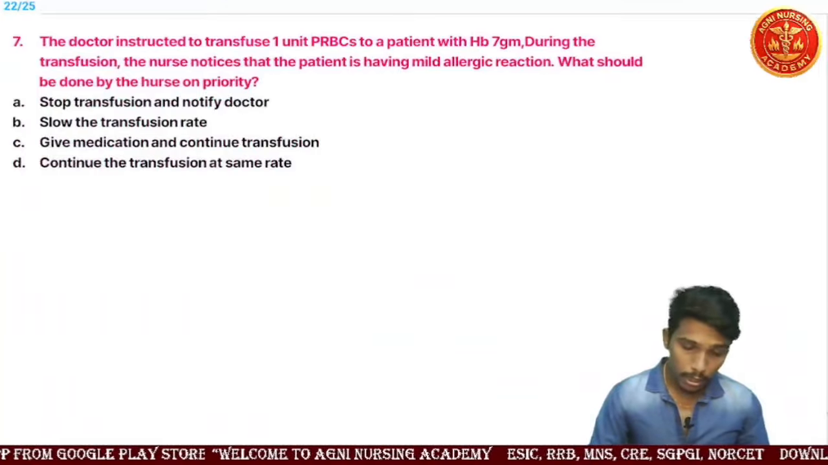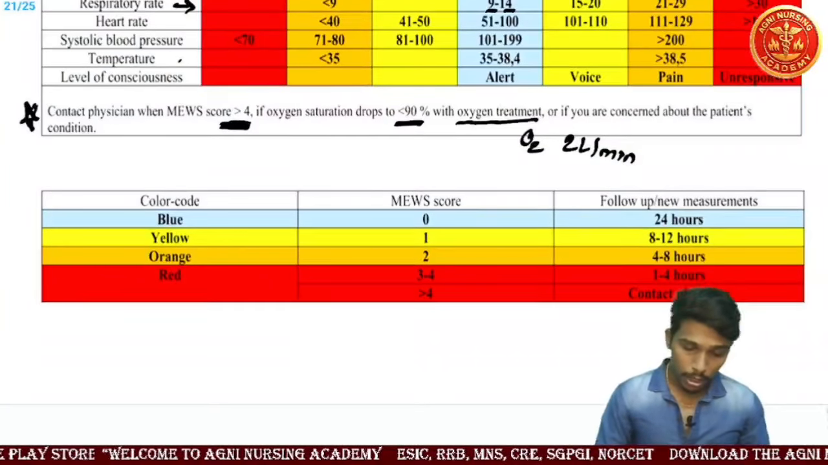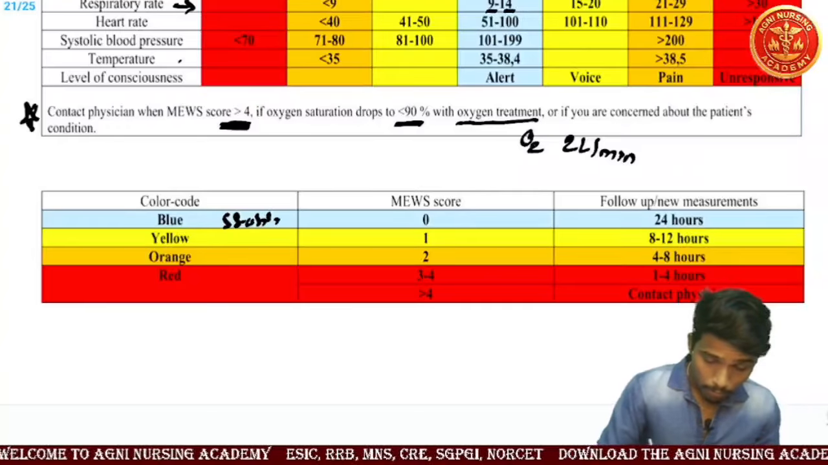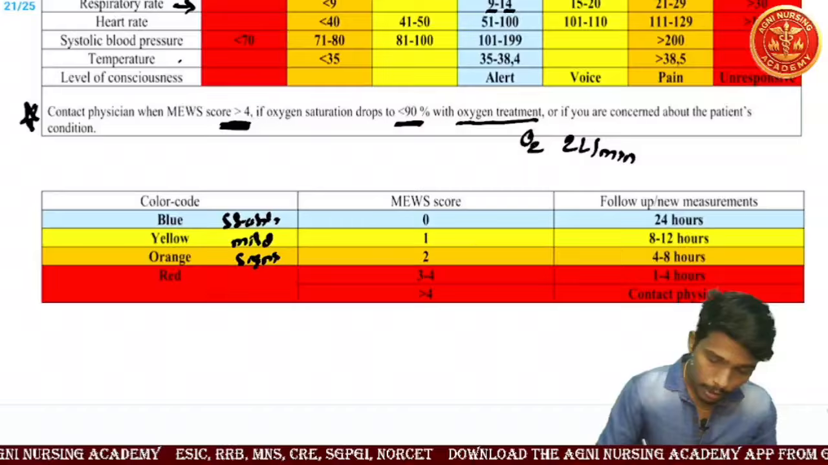Okay, again they have given color coding for the severity of the patient. In the options they have given stable, mild, significant and critical.